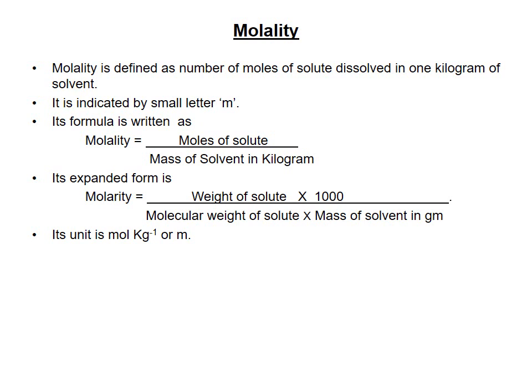The formula of molality is written as molality is equal to moles of solute upon mass of solvent in kilograms. Its expanded form is written as molality is equal to weight of solute into 1000 upon molecular weight of solute into mass of solvent in grams. The unit of molality is indicated as moles per kilogram or small m.